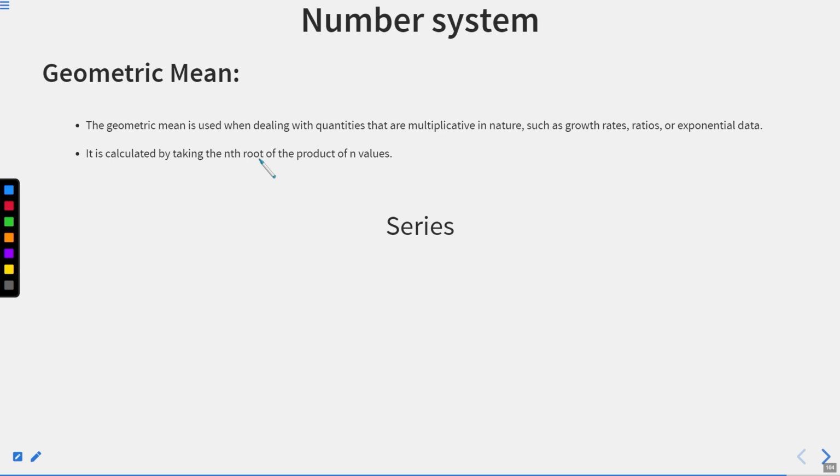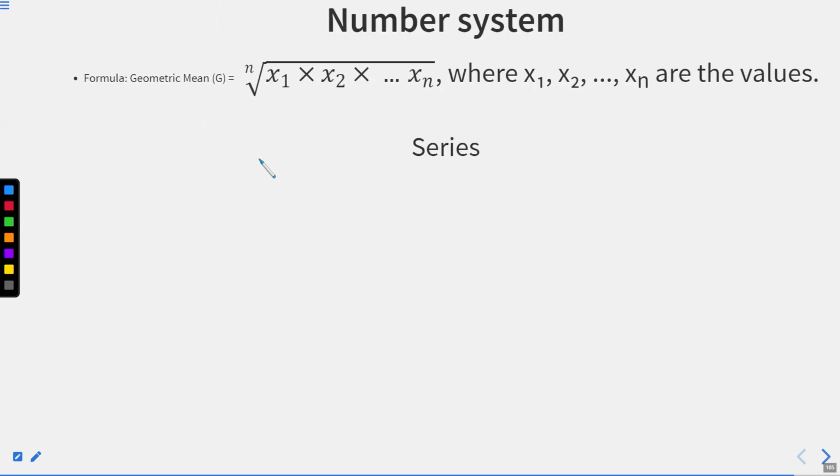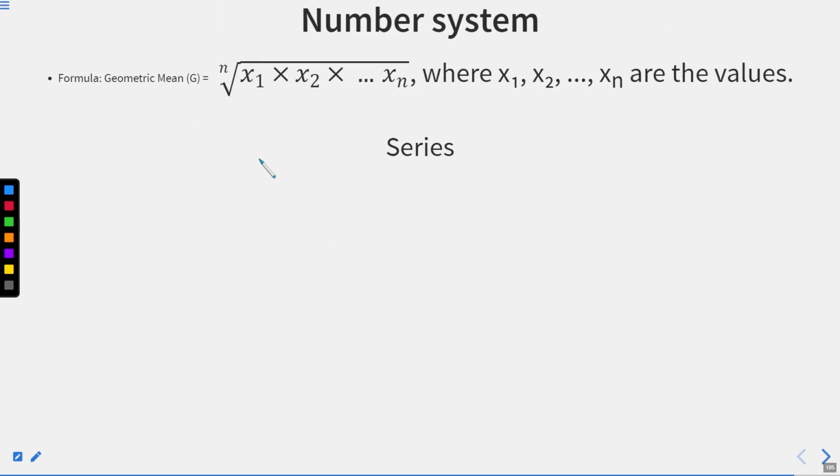Geometric mean. A geometric mean is used when dealing with quantities that are multiplicative in nature, such as growth rates, ratios, or exponential data. It is calculated by taking the nth root of the product of n values. So here is the formula. You have n different data points given to you. You just take the product and raise it to the power 1 upon n.